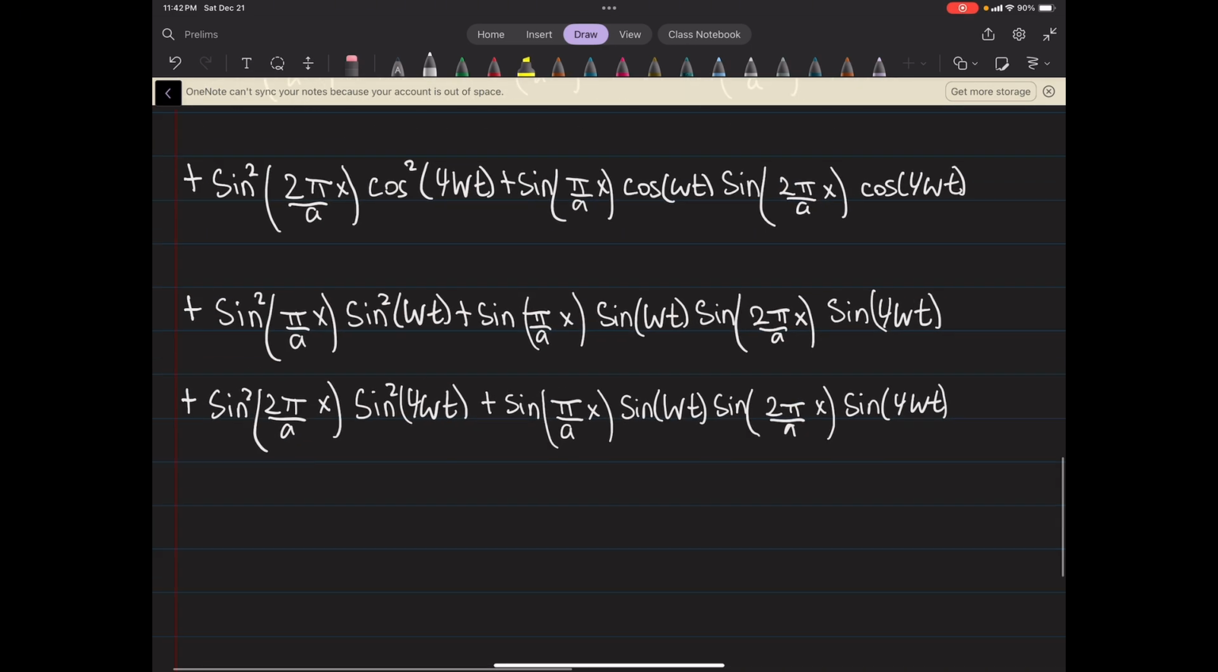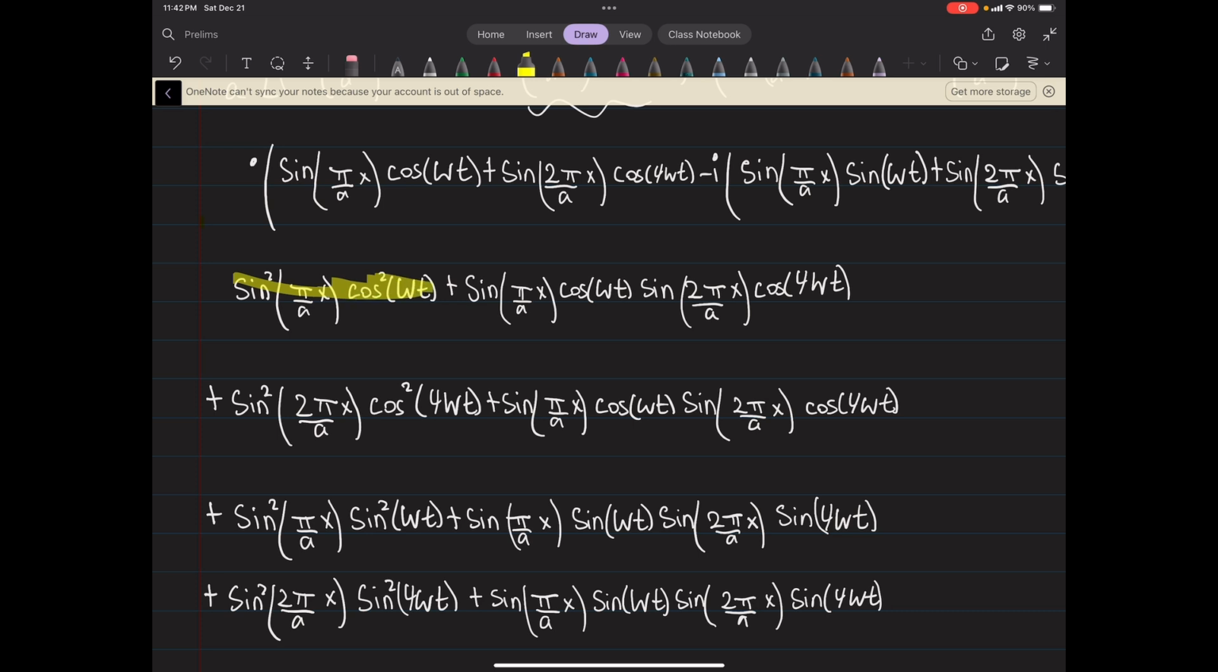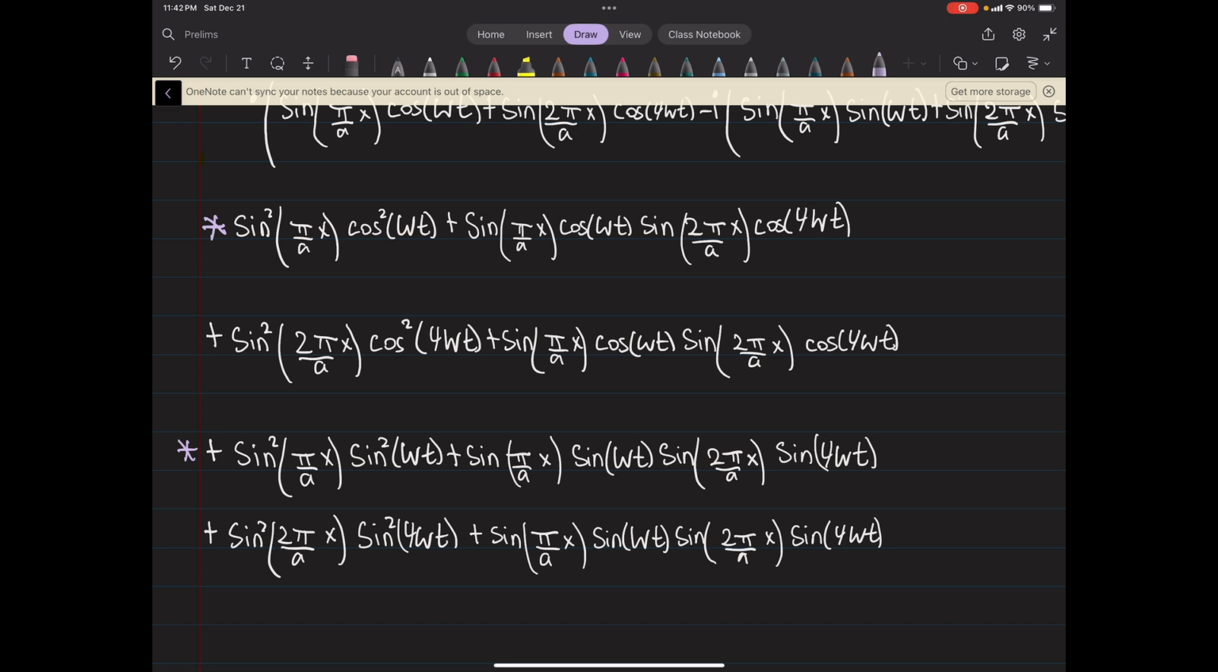Okay. So hopefully you'll see that, I don't really like the highlighter. We'll do this. I like this color. So hopefully you see that this term, you could factor out that sine squared pi over ax, and that's a Pythagorean identity. And by the same argument, this term and this term, I'm just talking about these parts, we can simplify that greatly.